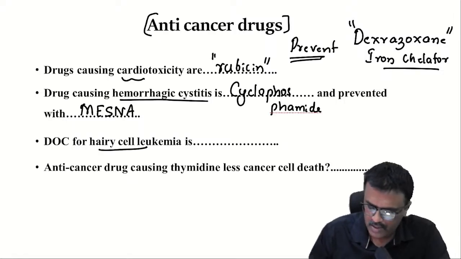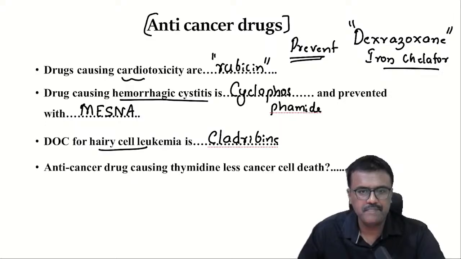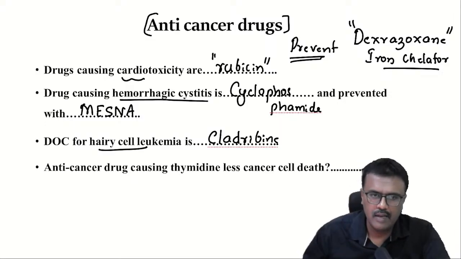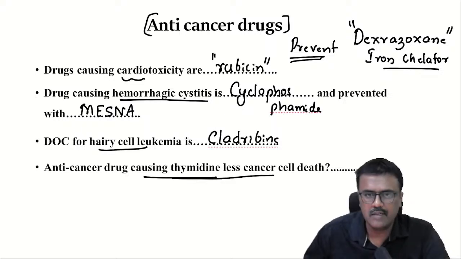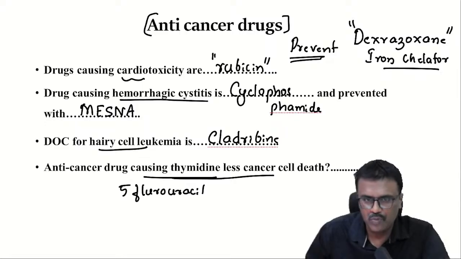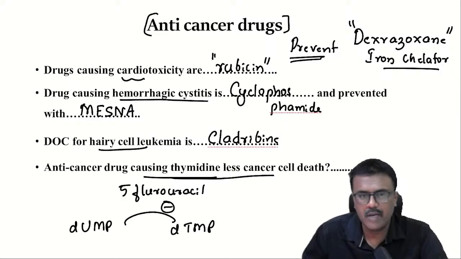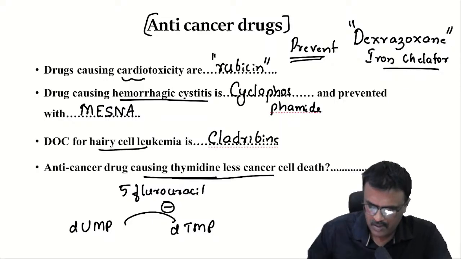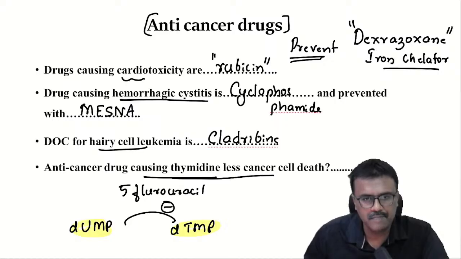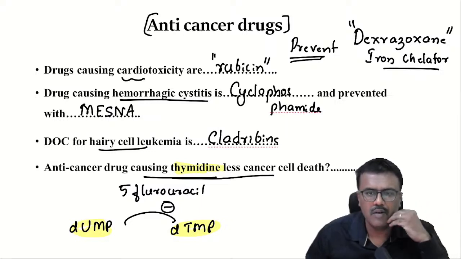And drug of choice for hairy cell leukemia is cladribine. I think you are studying pathology and everything. Anti-cancer drug which causes thymineless cancer cell death. So you remember there is a drug called 5-fluorouracil. What will it do? Deoxyuridine monophosphate will become deoxythymidine monophosphate. This is inhibited by 5-fluorouracil. So if you inhibit this, the thymidine will not get synthesized. And then without thymidine, the DNA and RNA cannot be formed and the cells will not be able to multiply.